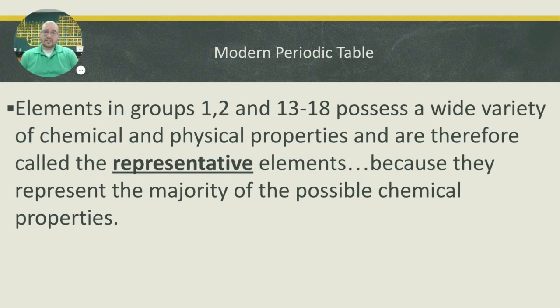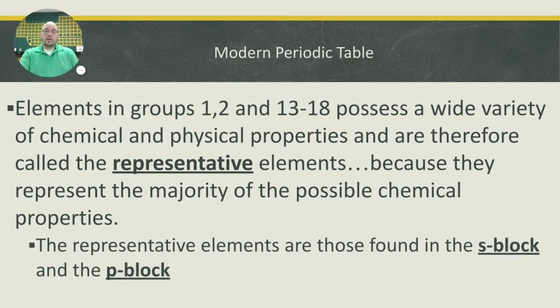All right, as I already mentioned to you, elements in groups 1, 2, 13, and 18 possess a wide variety of chemical and physical properties and are therefore called representative elements, because they represent the majority of the possible chemical properties. So if I tell you to just look at the representative elements, then I want you to ignore the ones in the middle. The representative elements are those found in the S and the P block. We're going to use representative elements more than any of the others because they represent all of the physical or chemical properties.